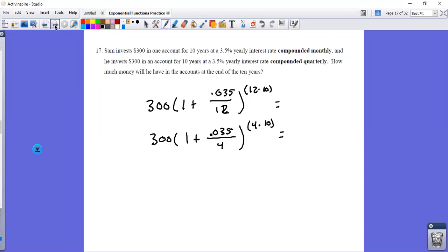So it'd be less interest that you get paid each time with 12, because your rate's being divided by 12, but in the end, it would be better. You should see that when you get done.